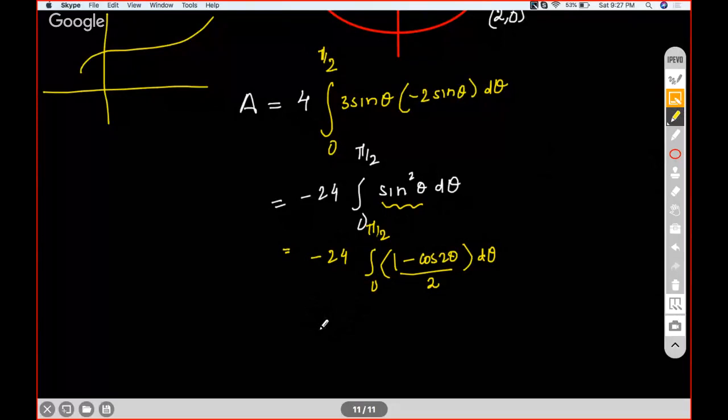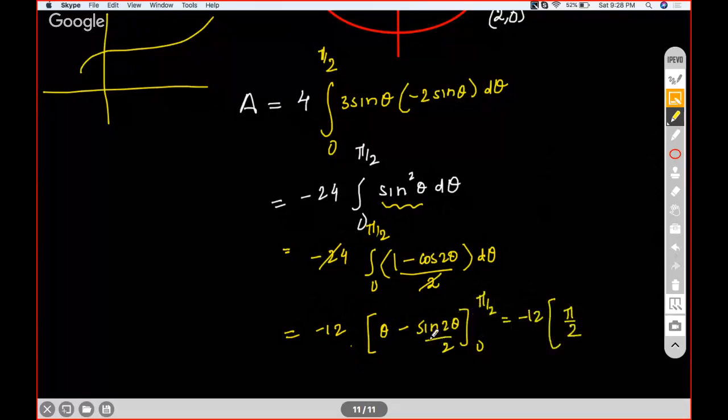Okay. So this will give me -12, 0 to pi by 2. Okay, let me just write the result directly. Remember, here we have to take a mod then. This will become plus sine 2, not plus minus. Correct? Yes, sir. So -12 pi by 2, and the moment you put pi by 2, this will become a 0. So answer will be mod of this answer. So area will be mod of -12 pi by 2. That's going to be 6 pi.